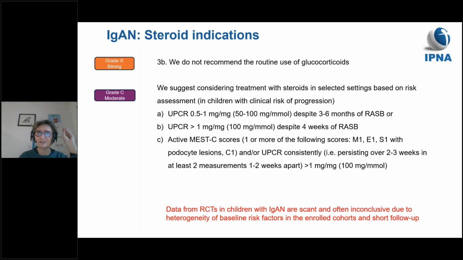It was, however, suggested, and we had to use the term suggest because of the low quality of evidence, to consider treatment with steroids in selected settings based on the risk assessment. So to use glucocorticoids in children with a clinical risk of progression. The clinical risk of progression was defined in 3 ways.